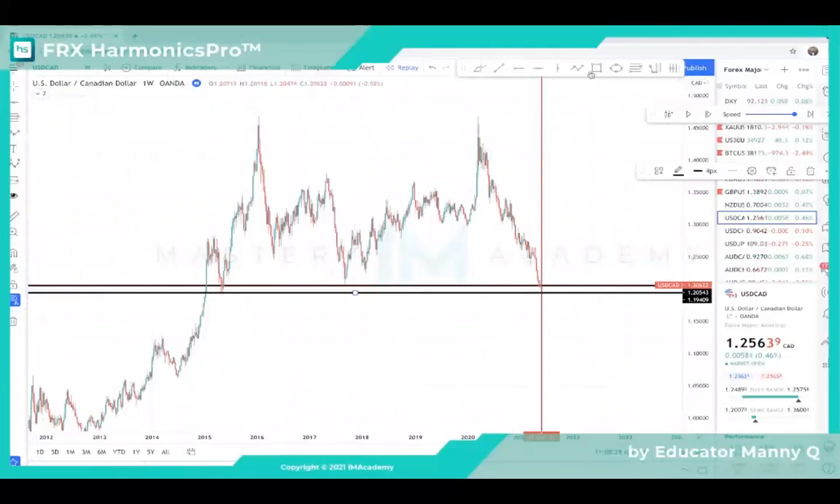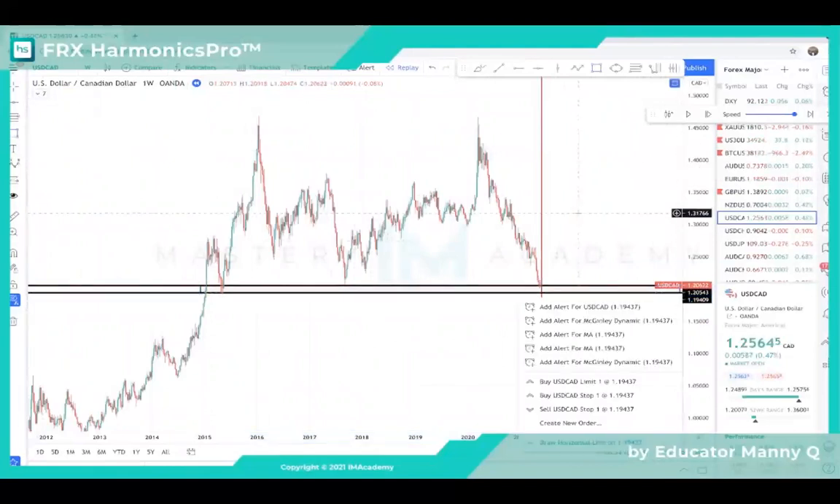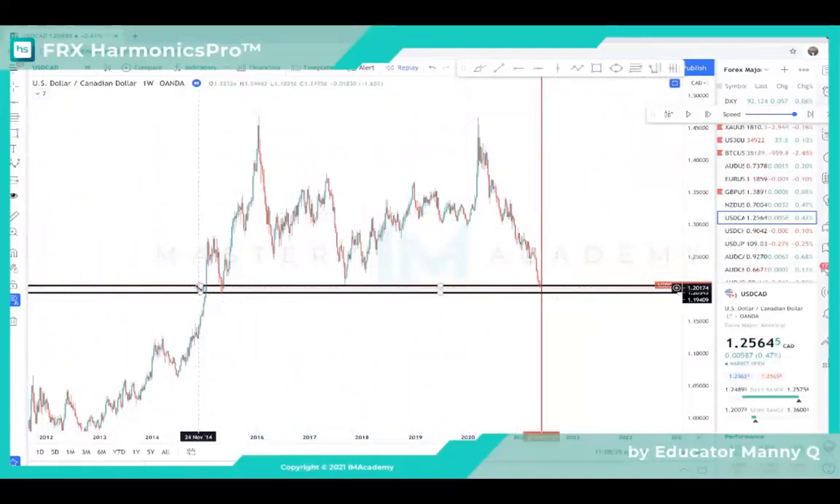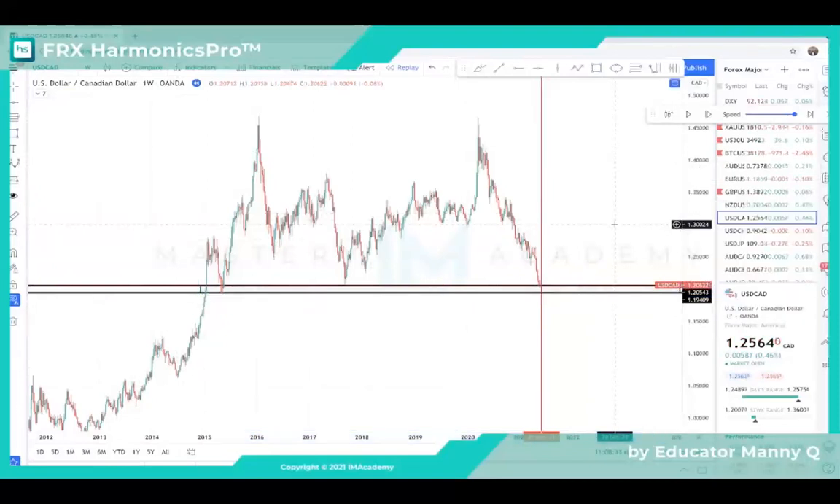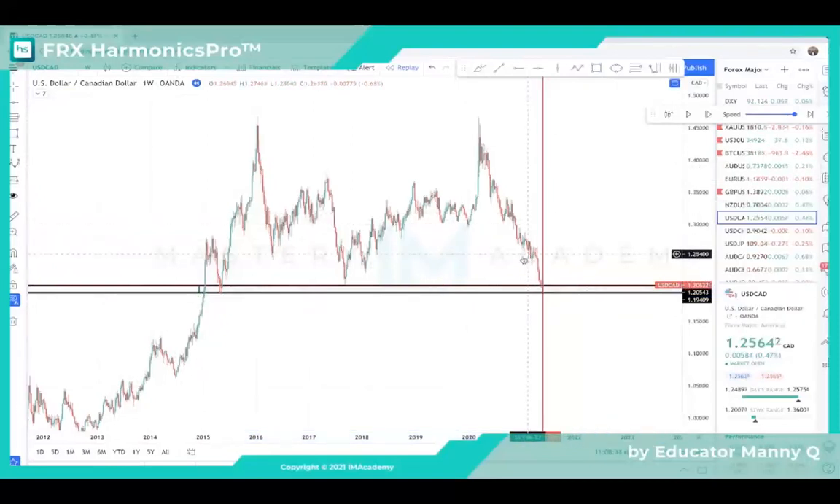Now, what is this on the weekly? This is now a demand area. This is most definitely a demand area on the weekly. It just makes absolute perfect sense right over here. Okay, now, there we go.